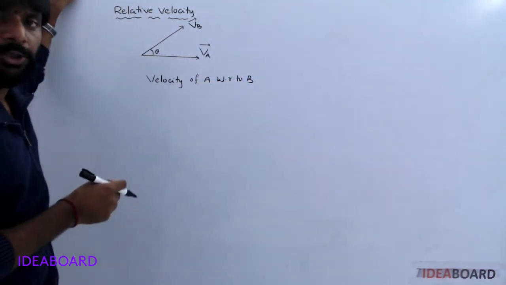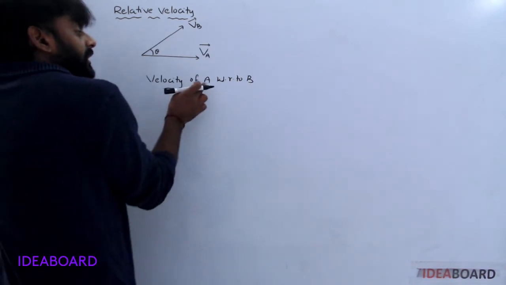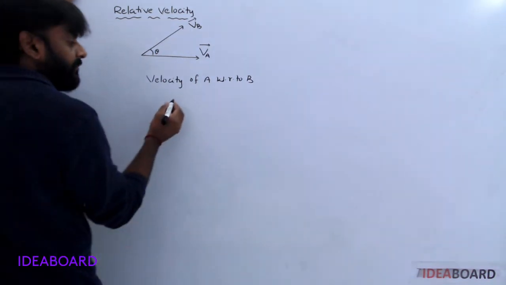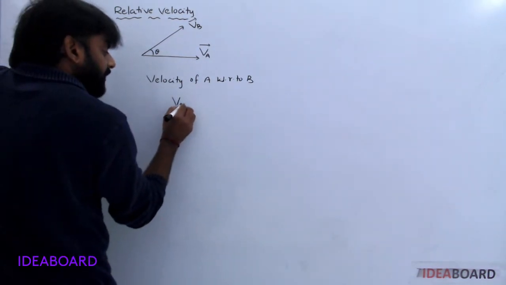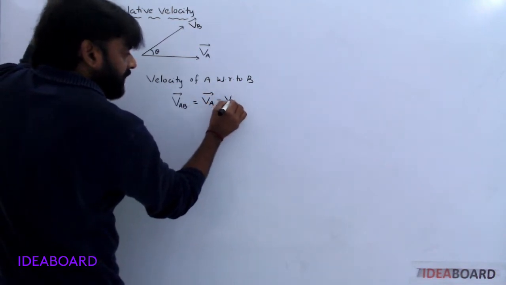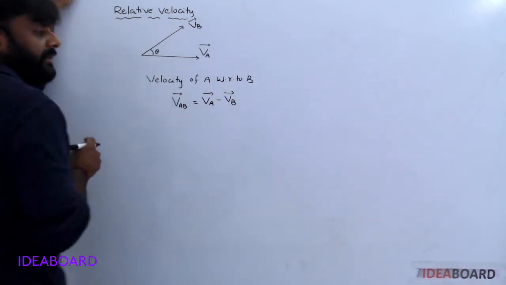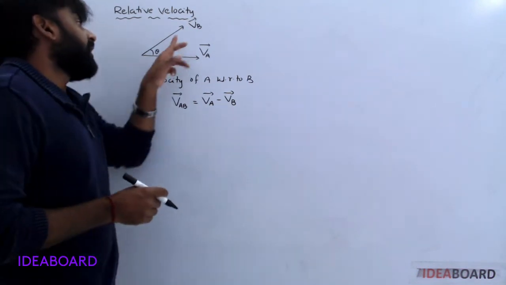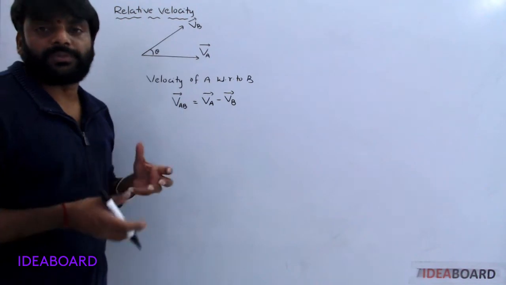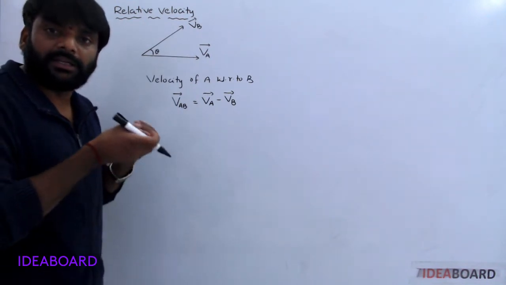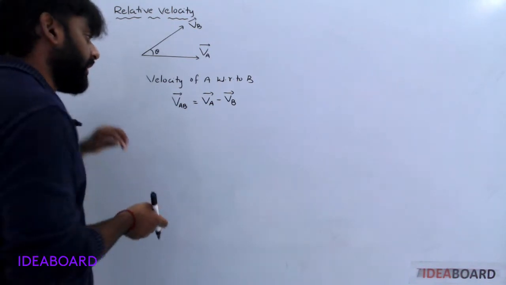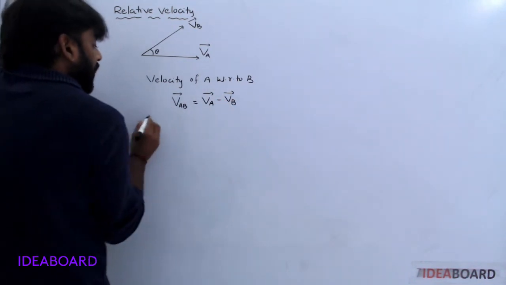Velocity of A with respect to B means here A velocity is observed by B. Okay. Velocity of A with respect to B you write as velocity of A minus velocity of B. In this case, A velocity is observed by B means B is assumed to be in rest position. Understood?